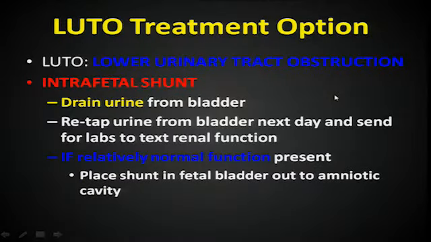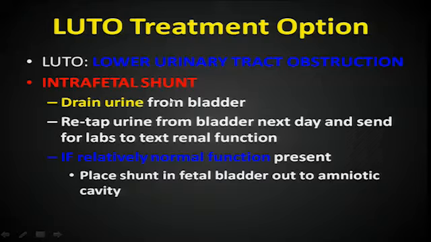Okay, so there is a treatment option for this if we can catch them early enough. It's for a lower urinary tract obstruction, so it's called LUTO. You can put an intra-fetal shunt in. They drain the urine from the bladder, then they retap the bladder the next day and send it to the lab to see what the renal function is, what the chem is. Because if there's not enough good renal function left, they're not even going to bother putting a shunt in.